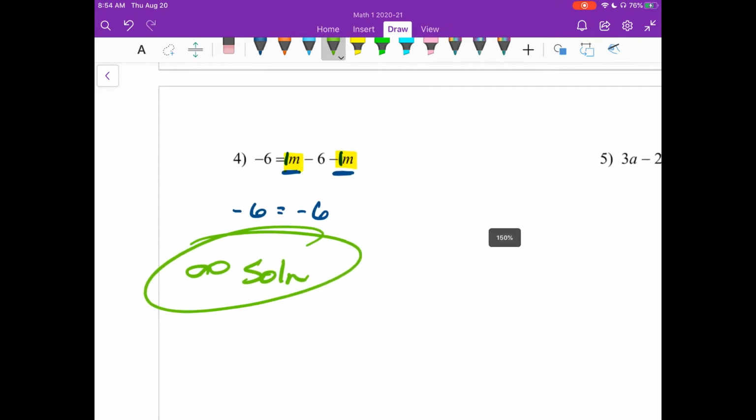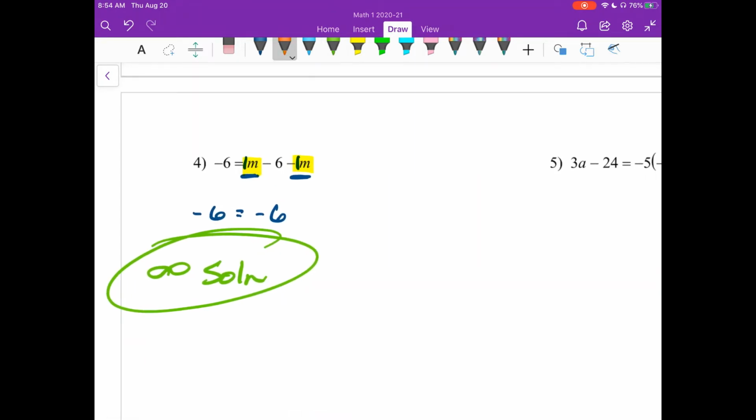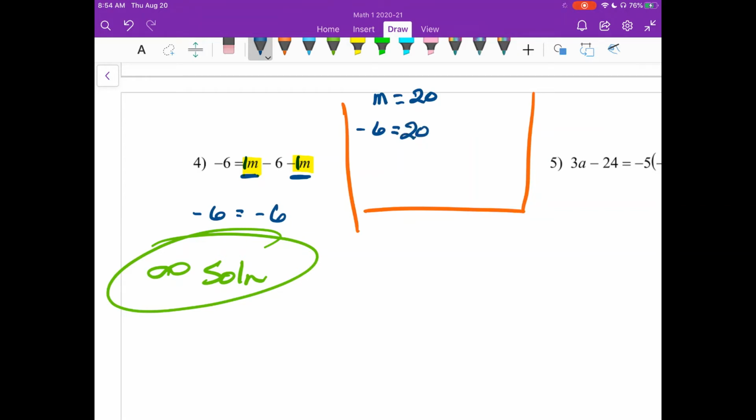All right, and just to show you a little example, say we said m equals 20. Then negative 6 equals, let's plug this 20 into this equation. We have m, 20, minus 6 minus 20.